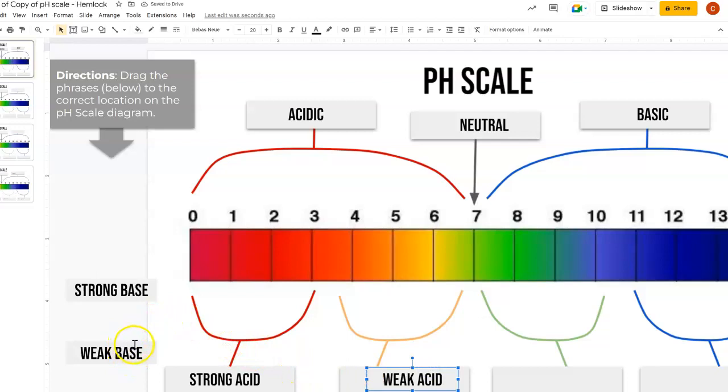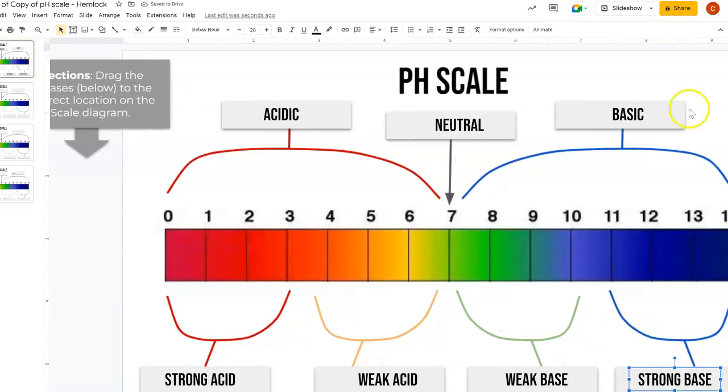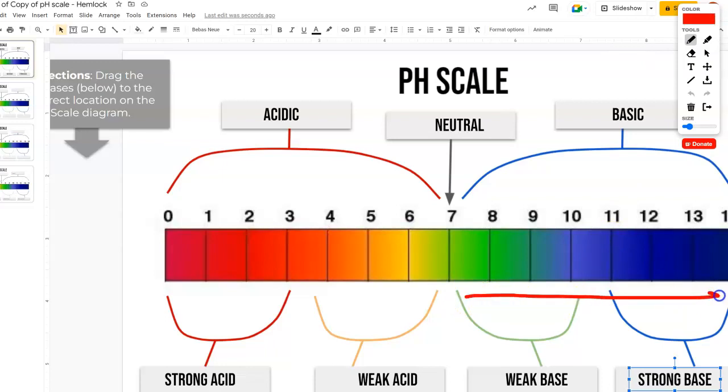A weak base would be here, a little greater than 7, and a strong base here. So when we look at this, if we were to draw our arrows in here, as we go from greater than 7, it gets stronger.